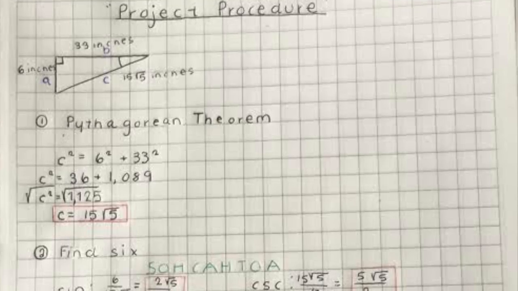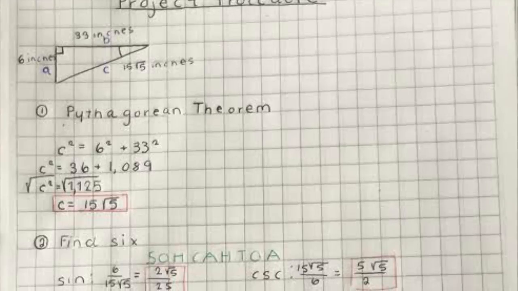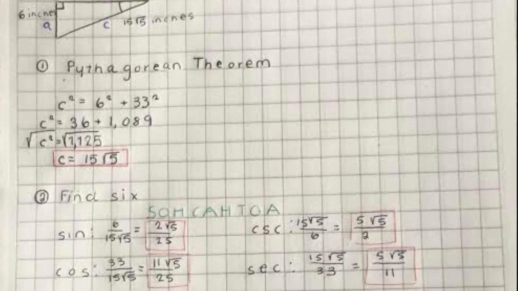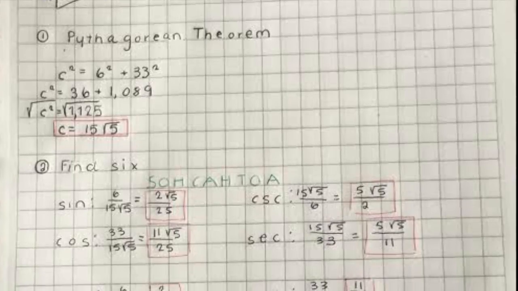As I already got sides A and B, I wanted to get C, so I went ahead and used the Pythagorean theorem and I got C, which was 15 square root of 5.